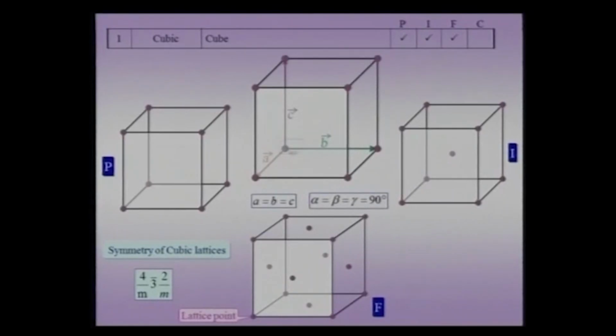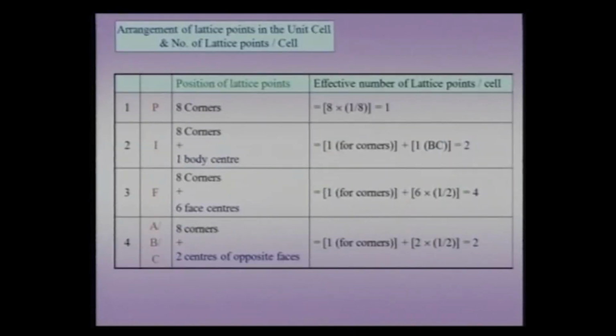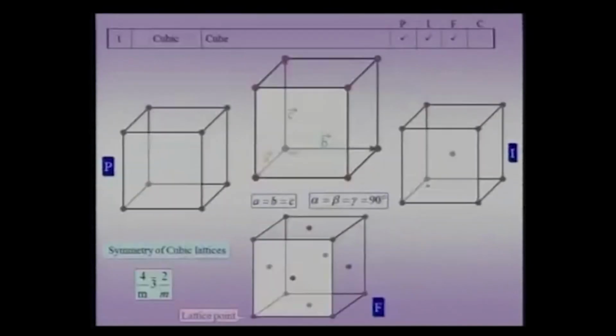Now in the case of the face centered cubic lattice, you obviously have lattice points at the corners, and in addition you have lattice points at the centers of each face. There are 6 faces, and at the center of each one of these faces you have a lattice point. As we pointed out in the previous slide, each one of these can only contribute half to the unit cell because it is shared between 2 neighbors, and therefore this lattice point makes a contribution of half to this unit cell.